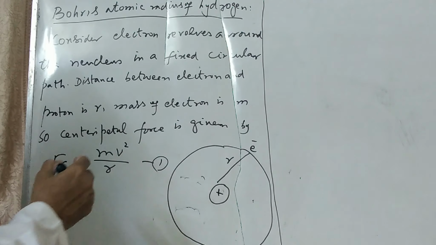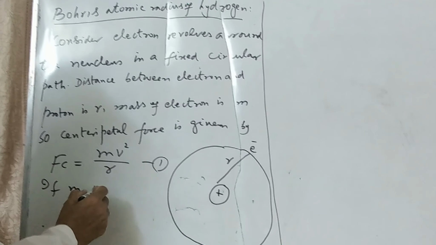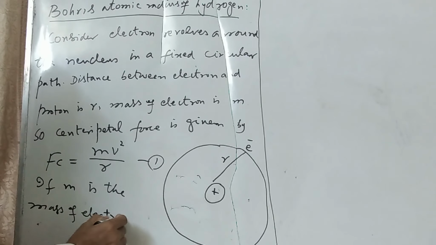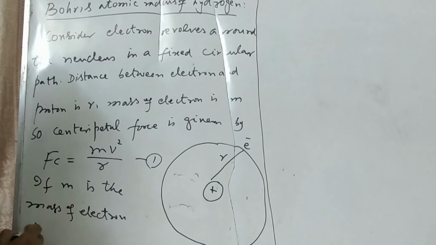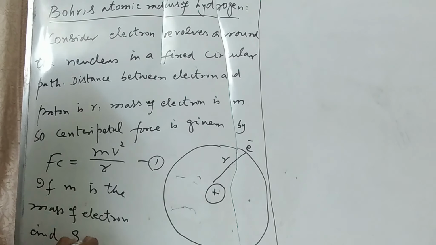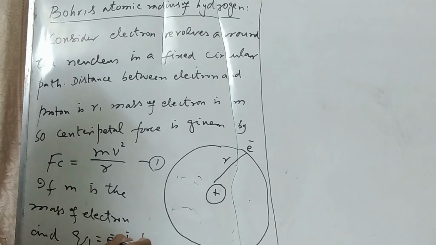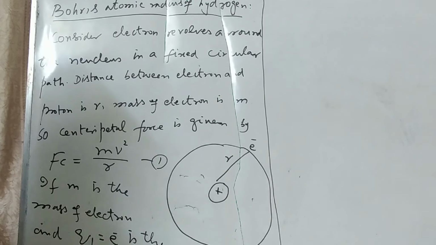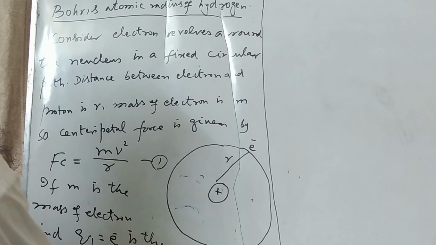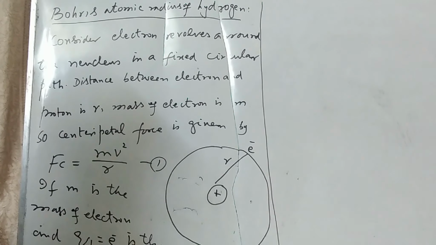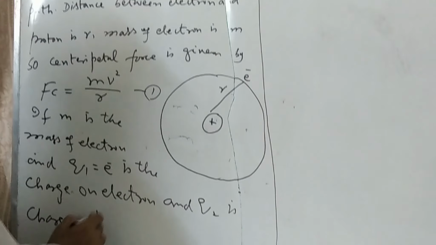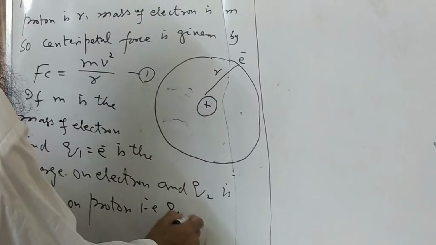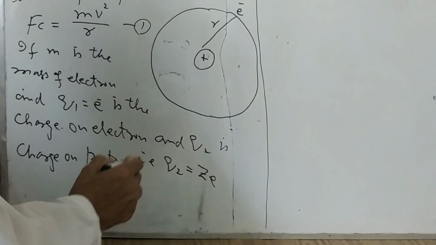Now we can say that m is the mass of the electron, and q1 is equal to e, the charge on the electron, and q2 is the charge on the proton, which is equal to Ze, where Z is the atomic number.